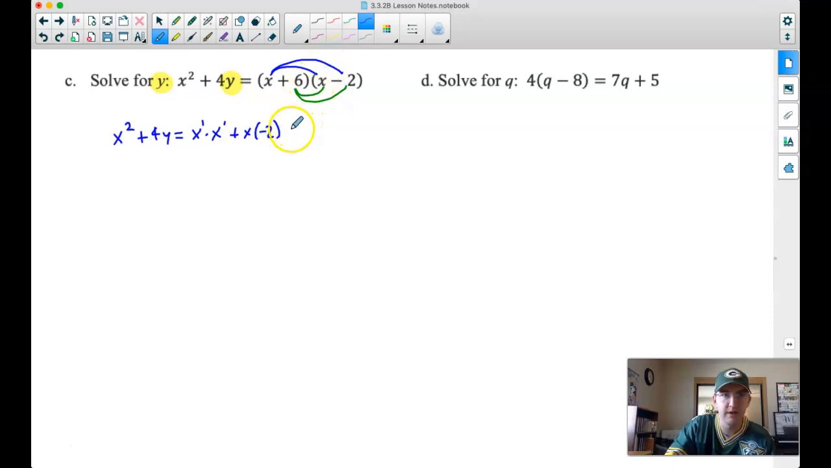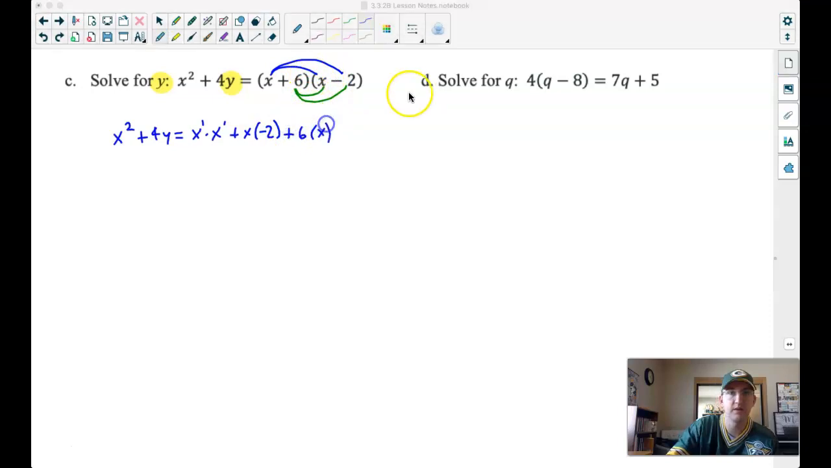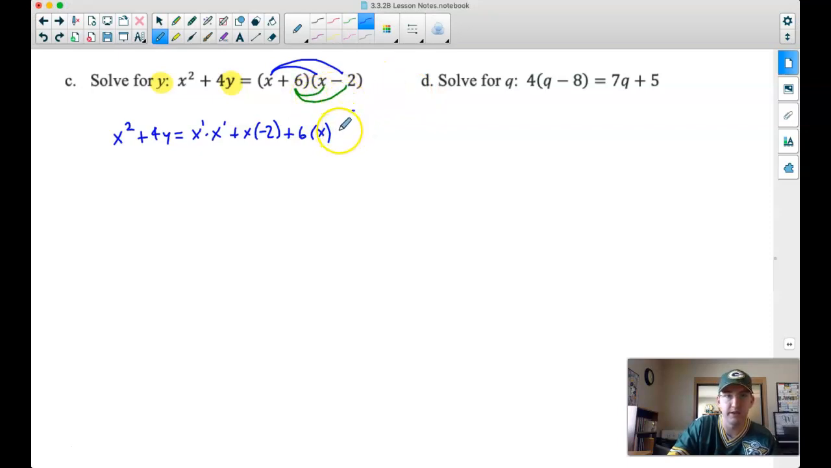Then we have, let's see here, a 6 times x. And then finally, we can multiply those last two terms together. So we have plus 6 times a negative 2. So perfect, let's multiply these together. So again, left-hand side doesn't change yet. X squared plus 4y. All right, we've got x to the first times x to the first.